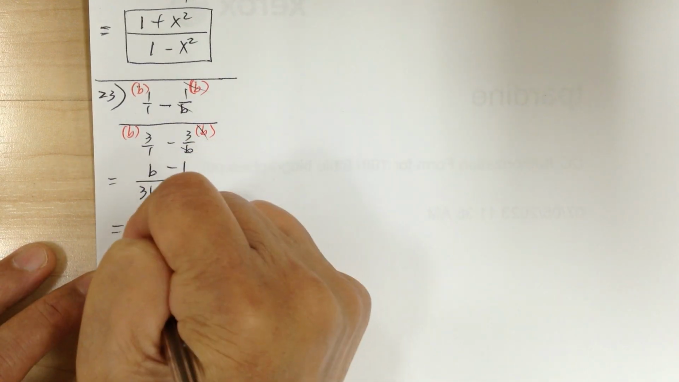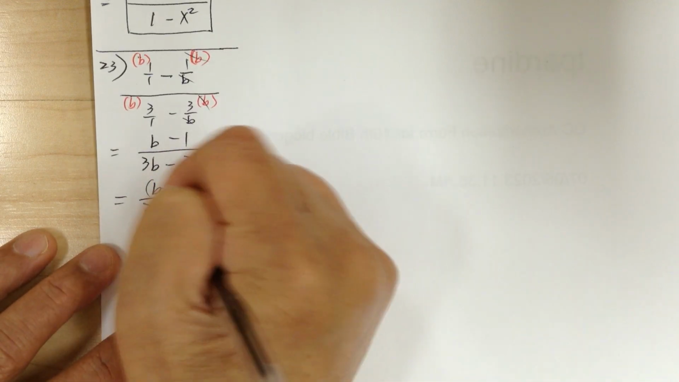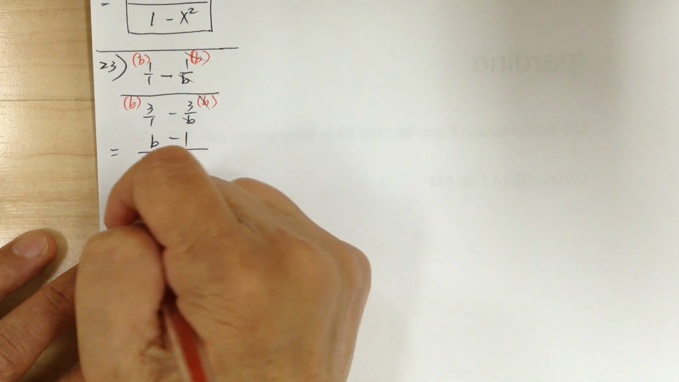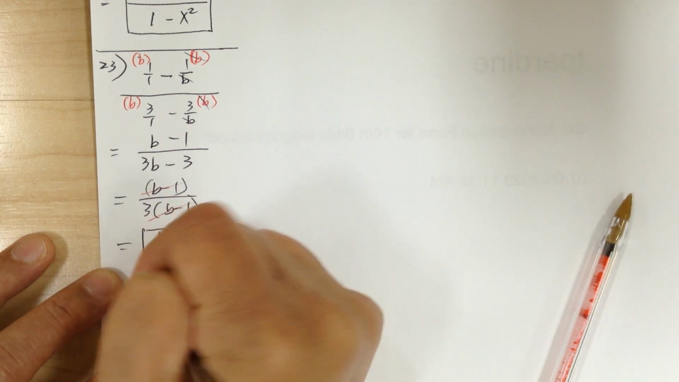Okay? Then after that, you have to check for factoring. So this one you can factor out 3. Okay? And this one you can treat as a group, so you can cancel things out. Okay? So the answer would be equal to 1 over 3.